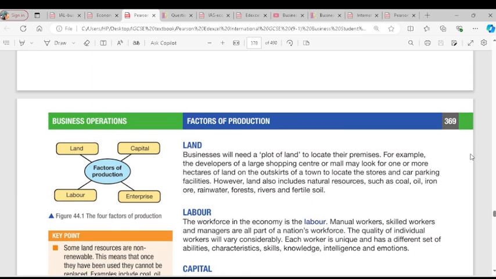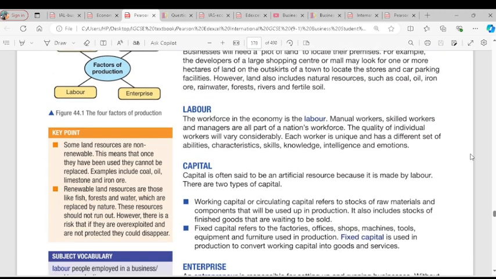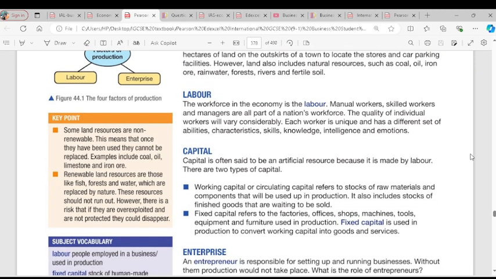For land, whatever we talk about land means anything on land, like the mountain, the rubber plantation, the premises. They are all land, natural resources. I think land is clear. Businesses will not be able to operate without having land. Yes or no?